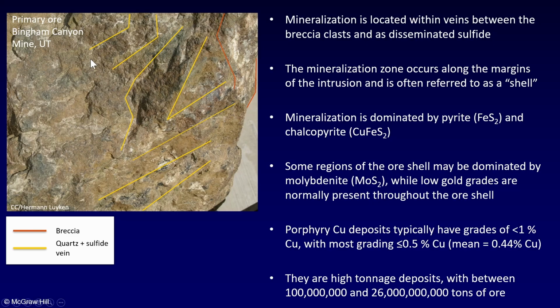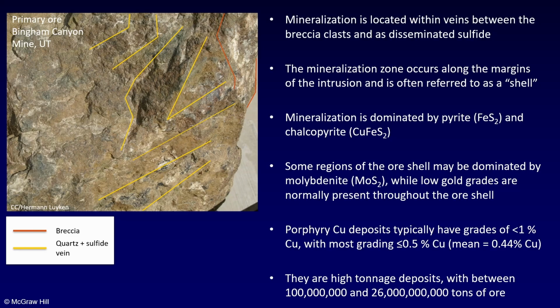You will also notice that this sample has several bands in it which look a slightly darker brown compared to the rest of the sample. You can see it here. This has got a slightly rusty color to it. Same thing here, same thing here. So what are these? Well, these are the veins that contain sulfides, which have been formed from that hydrothermal fluid. So as mentioned, the mineralization occurs along the margins of our intrusion, and it's often referred to as a shell because it forms a shell-like structure around the edge of the intrusion.